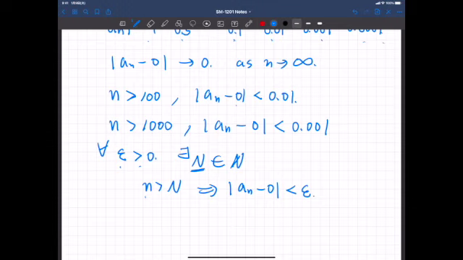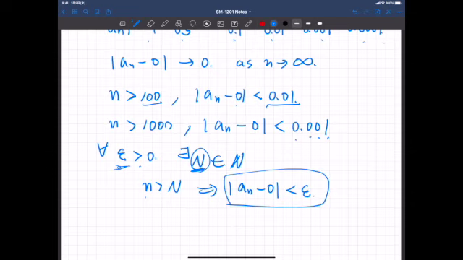Okay, so if this epsilon happens to be 0.01, then this large N should be 100 at least. If this epsilon is 0.001, then this capital N should be at least 1000. So if n is greater than 1000, we can always satisfy this inequality.